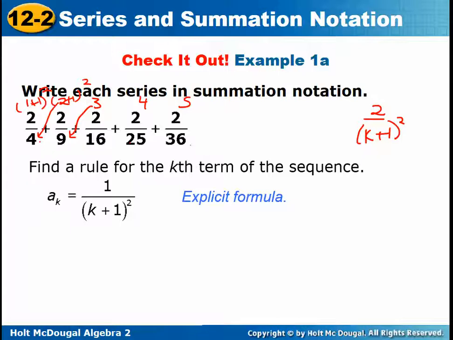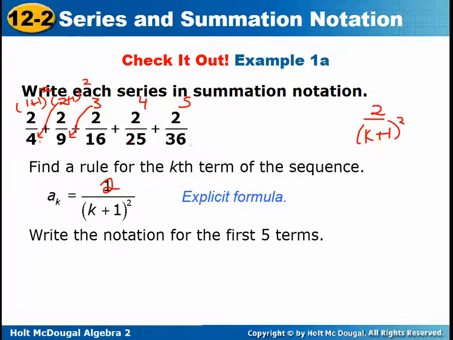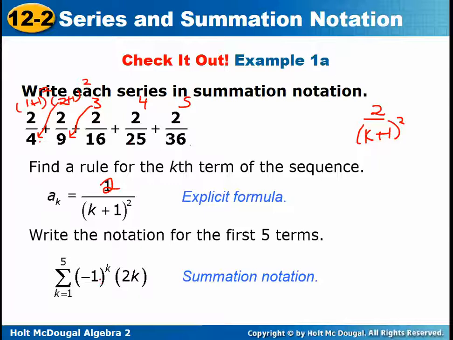But yep, they came up with the same rule, except they have 1 on top. How can that be? That's not correct. So we'll just change that and put the correct rule in. And this is not the correct rule. They're not alternating, so they just accidentally typed in the wrong rule here. Sorry about that. It should be 2 over k plus 1 squared.